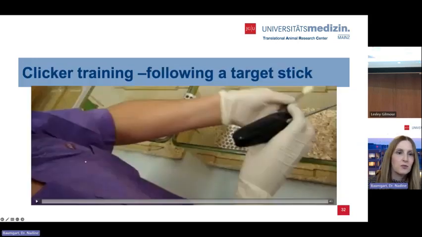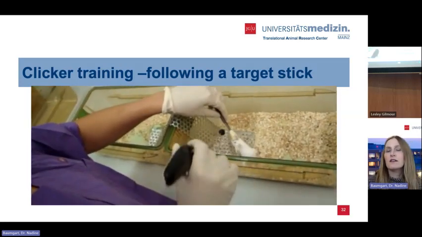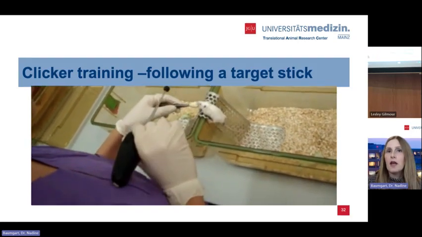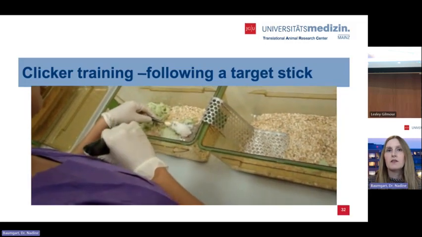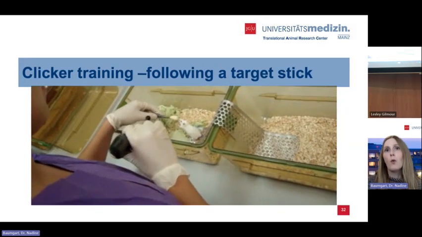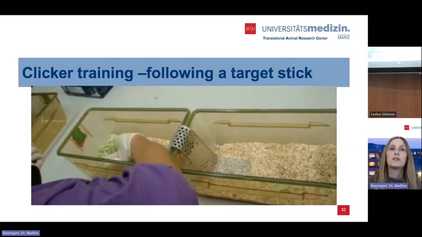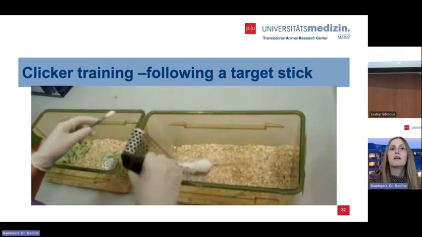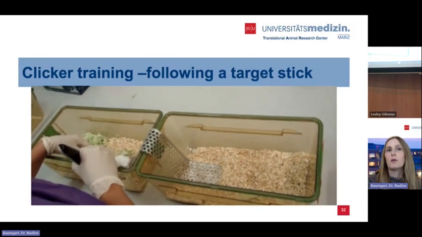This is another short video I just want to show you where we trained a mouse to follow a target stick. And in the first round, you can see smaller steps are rewarded. And when we do the second round, only the whole behavior is rewarded. So this is really how you would build up your training. So at first you reward small steps, and then if the animal already knows what to do, you can reduce the number of rewards.